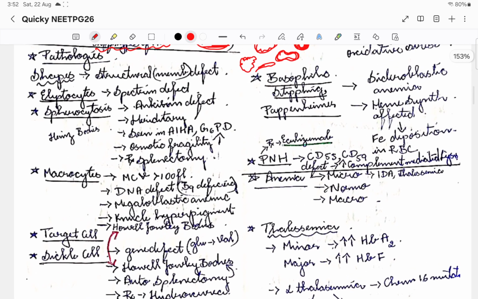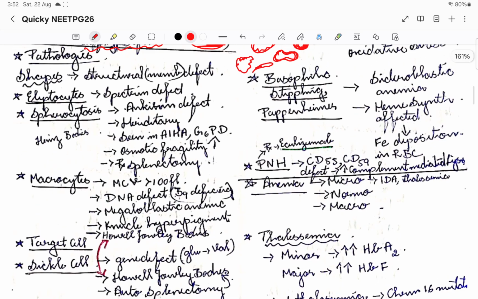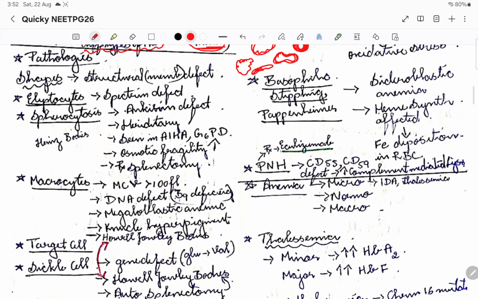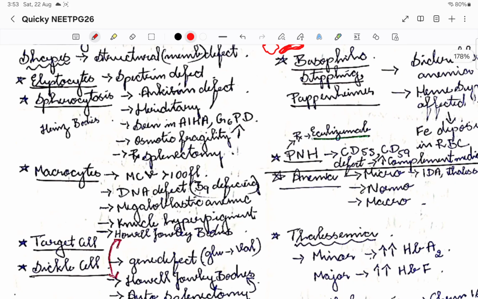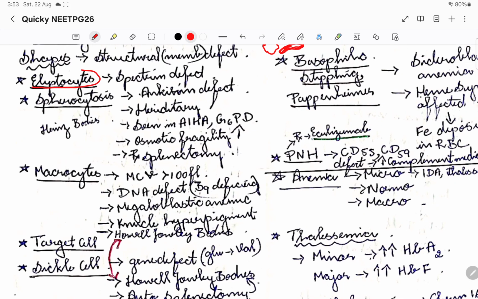So based on the shape, meaning there is a defect in membrane proteins or membrane structure. Okay, let us see one by one how these membrane abnormalities will happen. So if there is elliptocyte abnormality, then it is the spectrin that is defective in the RBC.